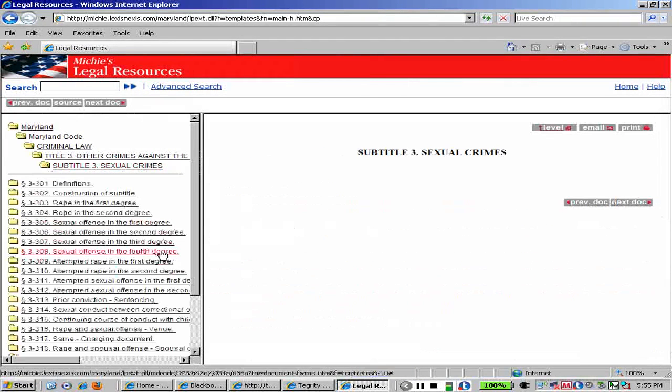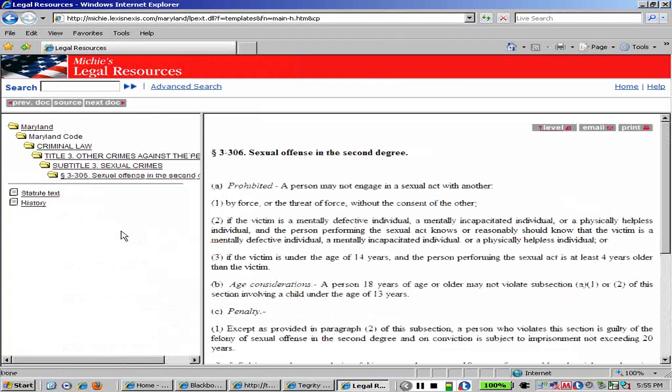Okay, so now let's look at our sexual offenses. A sexual offense in the second degree says a person may not engage in a sexual act. We just looked at the definition of a sexual act. So when we're looking at the elements of a crime, what did the defendant do to the victim? Is their actions a sexual act or is it sexual contact? If it's a sexual act, then maybe it's a sexual offense in the second degree or in the first degree.